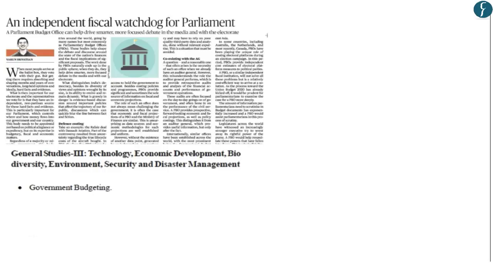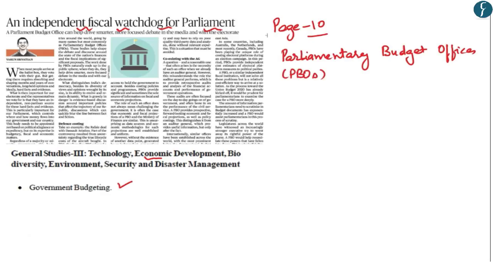Now let us take an article which is published on page 10, and it talks about an independent fiscal watchdog for Parliament. As far as this topic is concerned, this will come under economic development and it will be part of government budgeting. This article highlights the role of parliamentary budget offices or PBOs, which have been set up in countries such as the USA, Canada, the UK, Australia, etc.